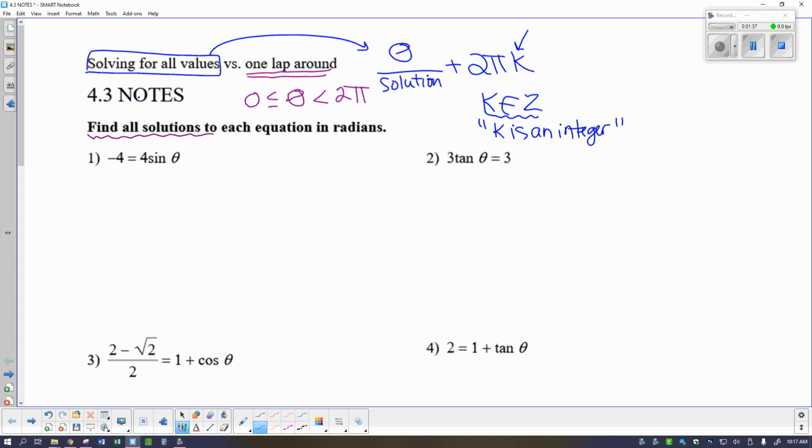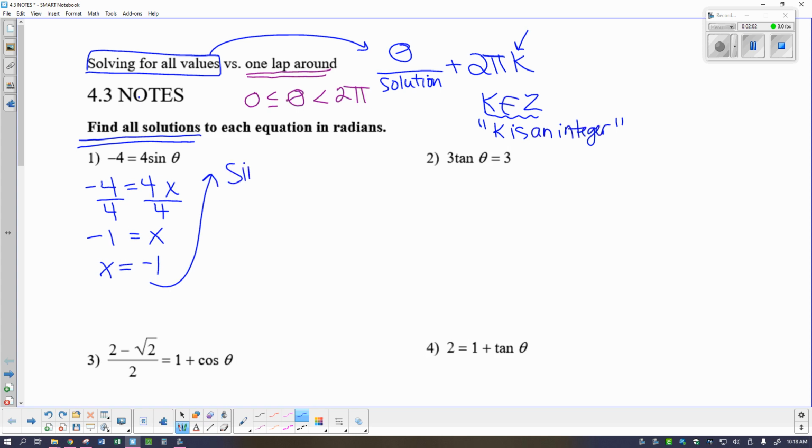It says find all solutions. Well, if I'm finding all solutions, remember I want to make sure to add the 2 pi k. Other thing that might help you is I'm going to replace the sine with x and just solve for x. This becomes pretty simple, right? So then when is x negative 1? Well, I don't want x anymore. I want to know when sine of theta equals negative 1.